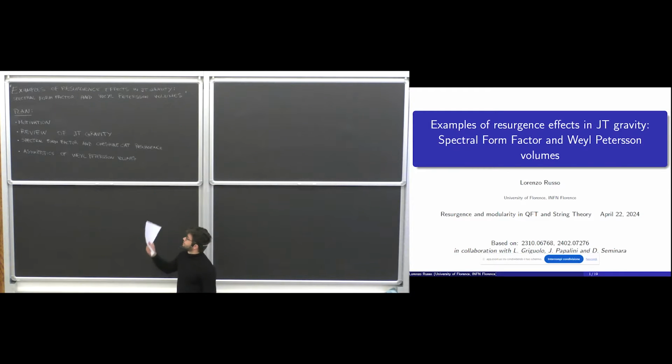First of all, I'm going to give you some motivation for the study of this type of theories and models. After that, I will review the content of the theory of JT gravity and its connection to holography, and a particular type of holography with random matrix theory. And after that, I will tell you about the spectral form factor as an important tool to diagnose the discreteness of the energy levels of quantum black holes.